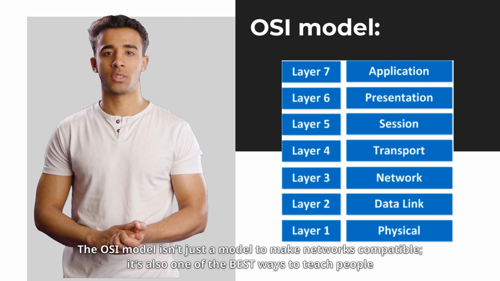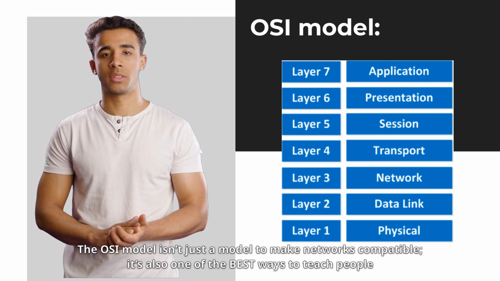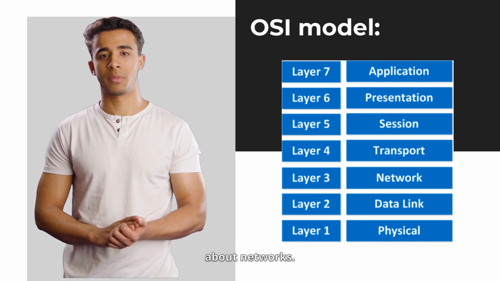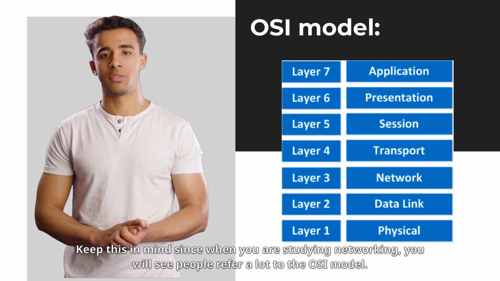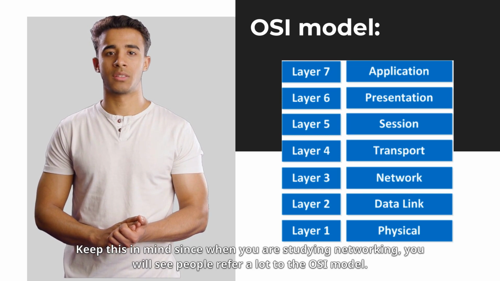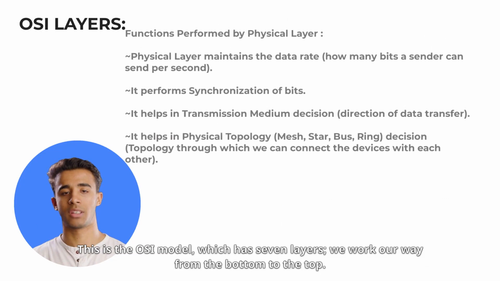Excellent. The OSI model isn't just a model to make networks compatible. It's also one of the best ways to teach people about networks. Keep this in mind, since when you are studying networking, you will see people refer a lot to the OSI model. This is the OSI model, which has 7 layers.